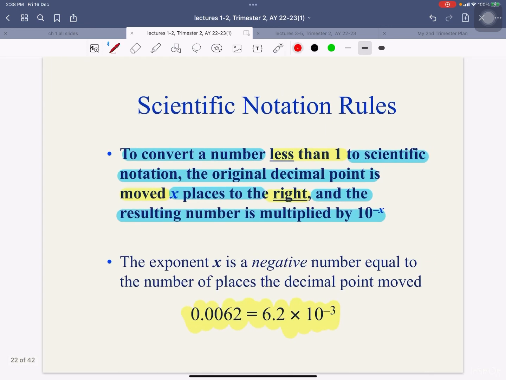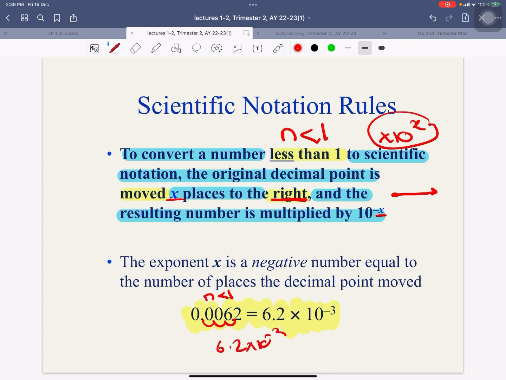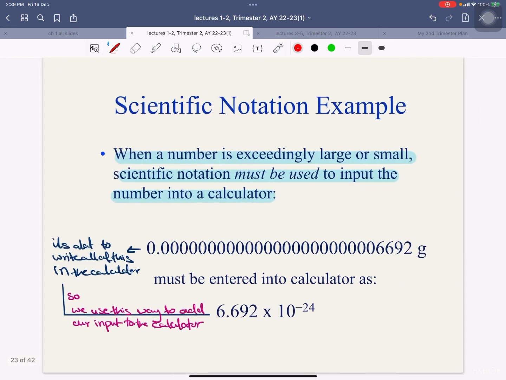Here, to convert a number less than 1, that is, n less than 1, to scientific notation, which is 10 to the power of x, the original decimal point is moved x places to the right. That means the decimal point will go from here to here, and we said multiply by a negative power. Here 0.6 is less than 1, so it will go to the right. So 1, 2, 3, 6.2 times 10 to the power of negative 3, and negative because it went to the right. Okay, simple, easy as that.